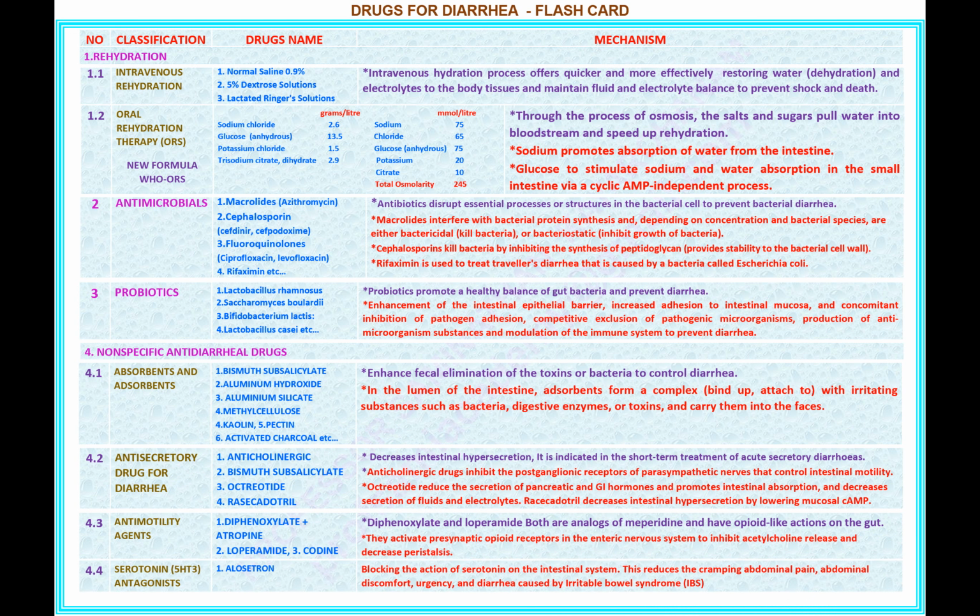4.4 Serotonin, 5-HT3, antagonists. Drugs name under this classification: 1. Alosetron, blocking the action of serotonin on the intestinal system. This reduces the cramping abdominal pain, abdominal discomfort, urgency, and diarrhea caused by irritable bowel syndrome, IBS.